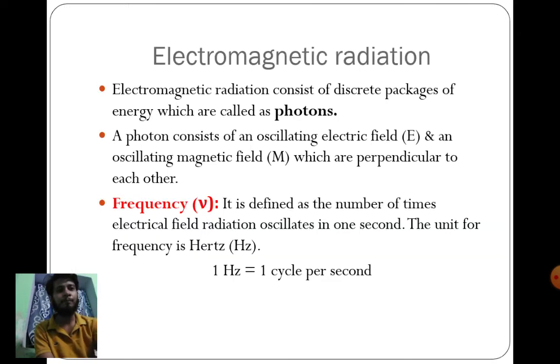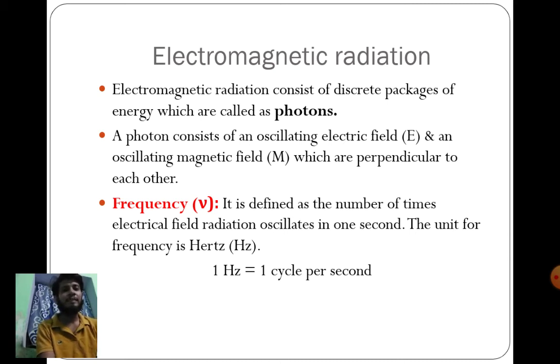So let's start. The main thing that we are taking into consideration is electromagnetic radiation. As we all know, electromagnetic radiation is made up of photons. A photon is the smallest or simplest unit of light and it carries energy. And electromagnetic radiation has certain characteristic parameters by which it is measured. It has frequency, wavelength, amplitude, etc.